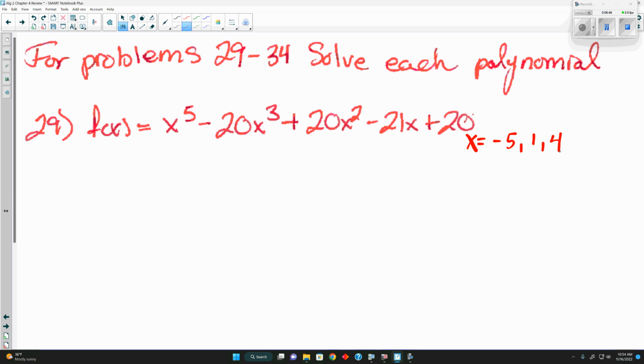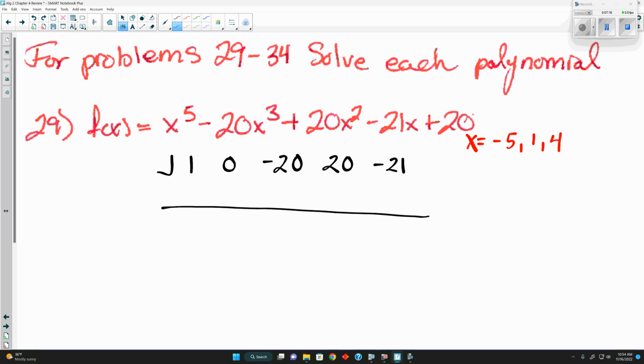How many solutions should this have? 5. The degree is 5, so we should have 5 solutions. If it had given us 5, we would have been done. But we're looking for at least 3. Now at this point here, we can do synthetic division. So the numbers going across the top are going to be 1, 0 for x to the fourth, -20 for x cubed, 20 for x squared, -21 for x, and 20 for our constant term. Because we're going to reduce this down to a quadratic and then solve from there.